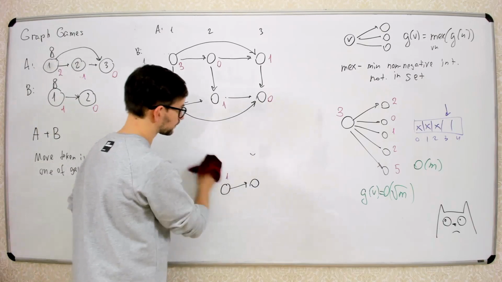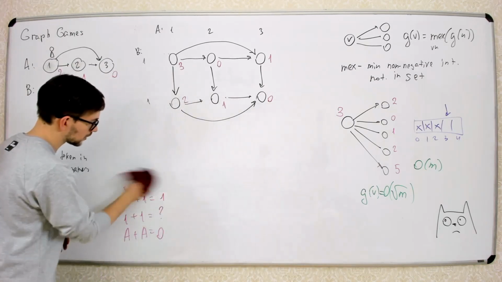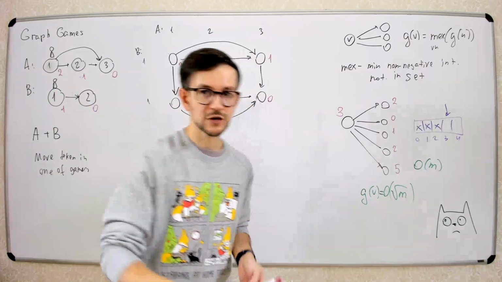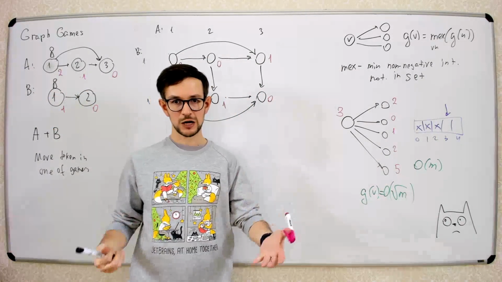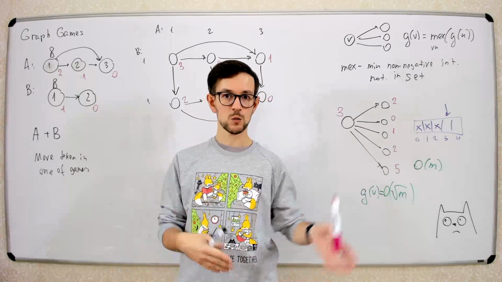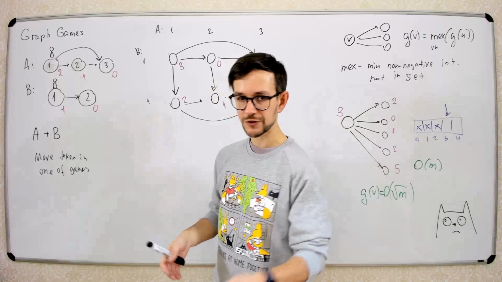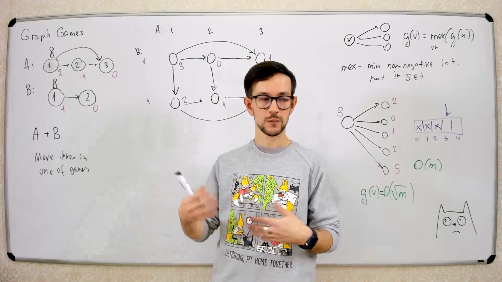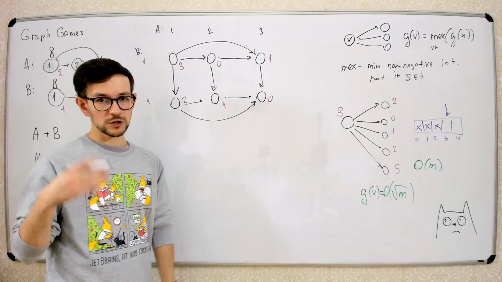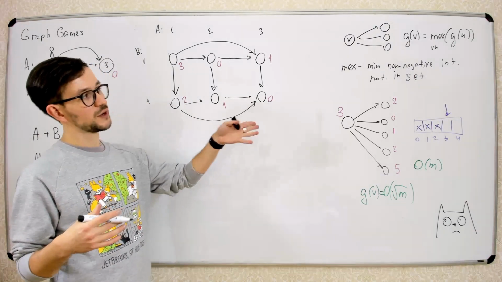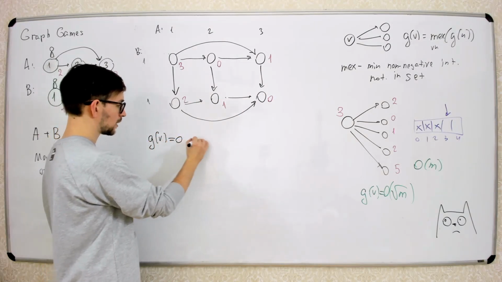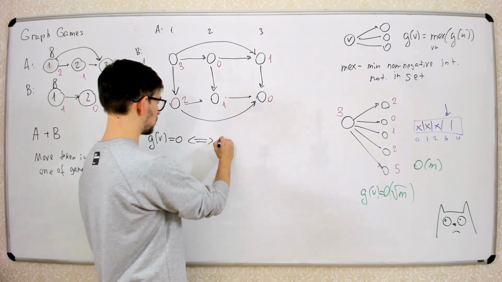Now, how is this Grundy function connected to the state of your game? We want to determine if the game is winning or losing, but now we have this Grundy function. The connection is very simple: the game is losing if and only if the Grundy function is 0. So the Grundy function of v is 0 if and only if v is a losing state.